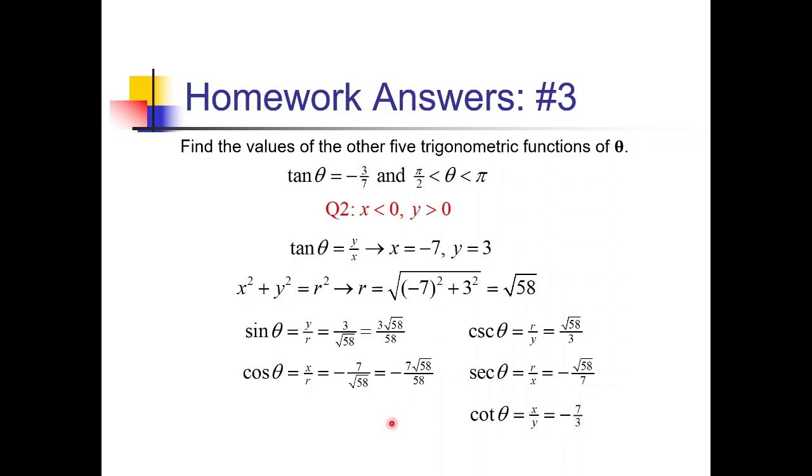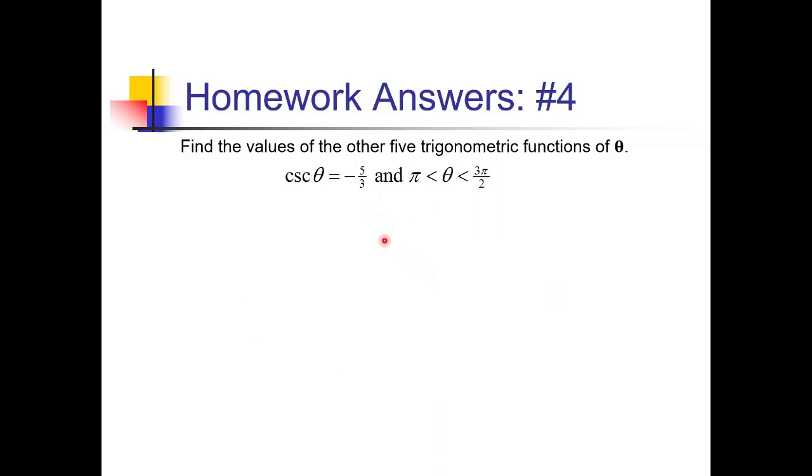On this problem, they've given us the cosecant of an angle, and they're telling us that our angle's between pi and 3 pi over 2 radians. They want the other 5 trig functions. So we need to start by finding x, y, and r. And as part of that process, let's figure out if x and y are positive or negative.